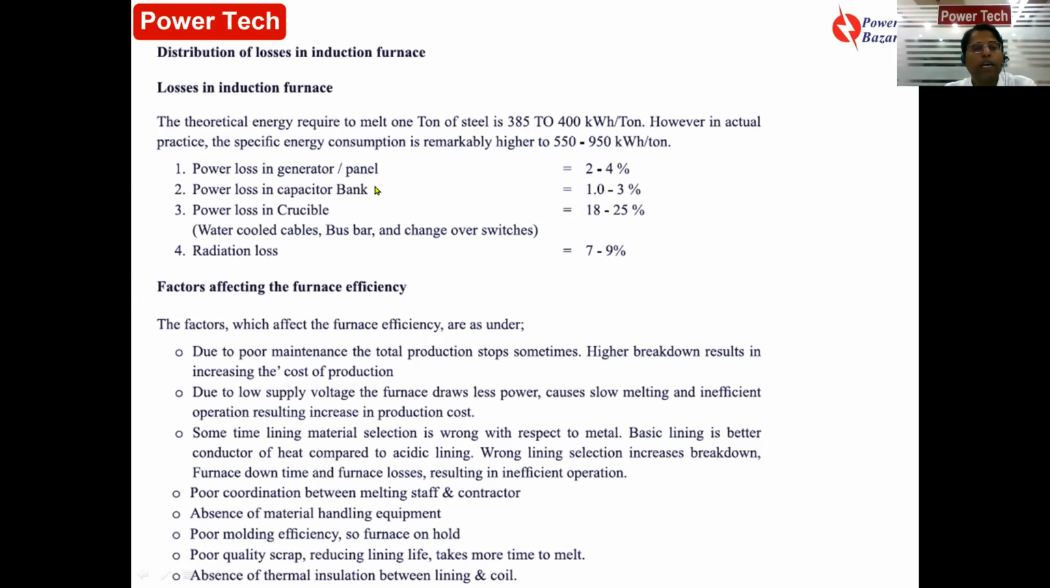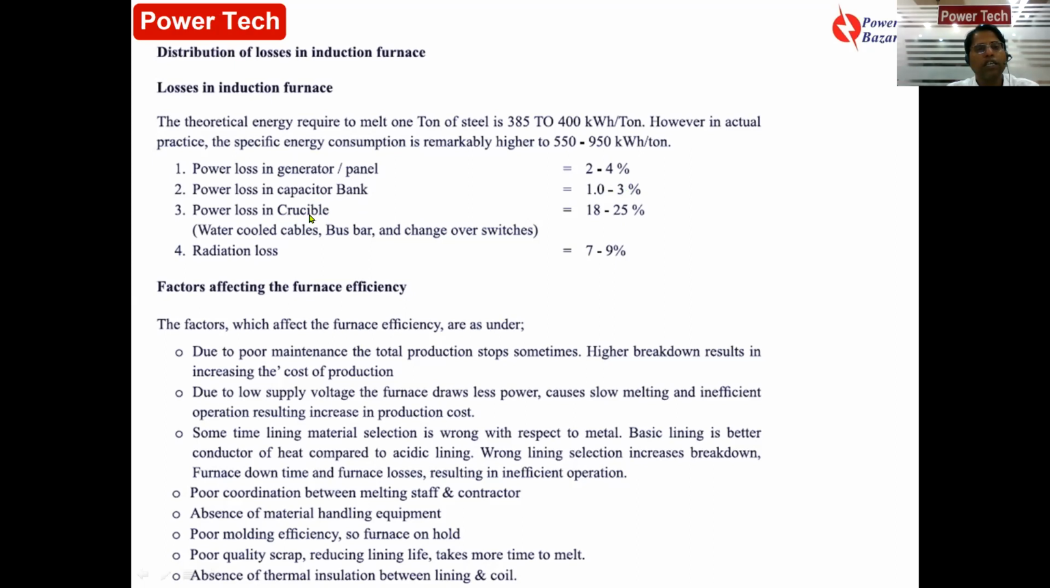In the capacitor bank also, since some resistive component is there, and why do you require a capacitor? Because the furnace is an inductive load, so to improve power factor, you have to apply the capacitor bank in the furnace. Since it contains some resistance or resistive element, there will be some resistive loss, that is 1 to 3%.